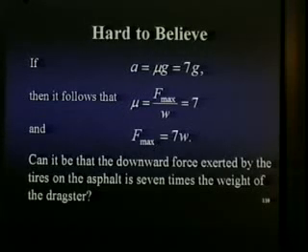So, it's hard to believe that if we have an acceleration of 7 Gs, that means that mu g has to be 7, so mu has to be as high as 7. That means the coefficient of friction has to be as high as 7. That means that basically the force put down on the wheels of the car has to be 7 times the weight of the car. Not the weight of the car, but 7 times. That's hard to believe. Can it be that the downward force exerted by the tires on the asphalt is 7 times the weight of the dragster?